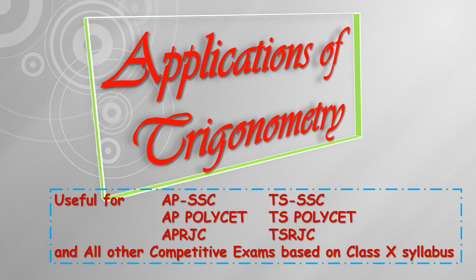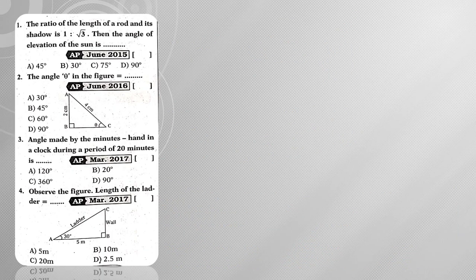Right, so let us discuss the questions one by one. At the beginning, we will be discussing the previously asked questions, and later on we will go with some more questions, right? Question number 1: the ratio of length of a rod and its shadow is 1:3.